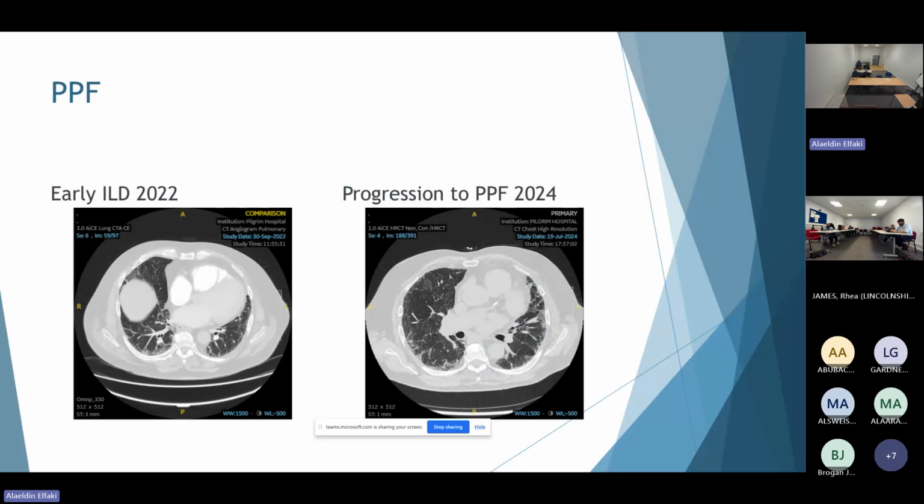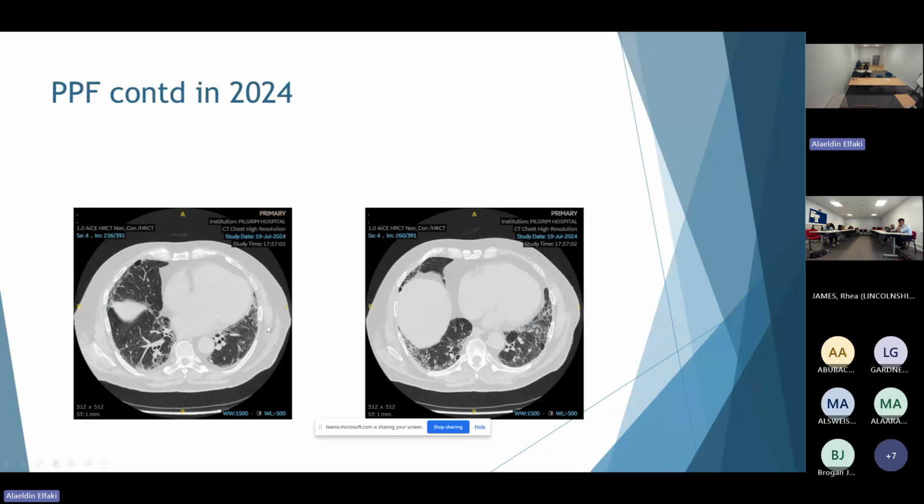Here is a CT scan to see how the disease pattern might change in progressive pulmonary fibrosis between here and there. There is more dense reticulation and subpleural fibrosis compared to the previous CT scan. And here it is more clear as well.